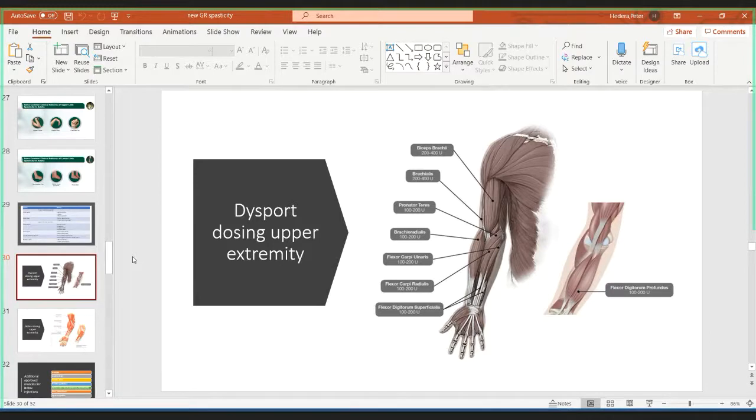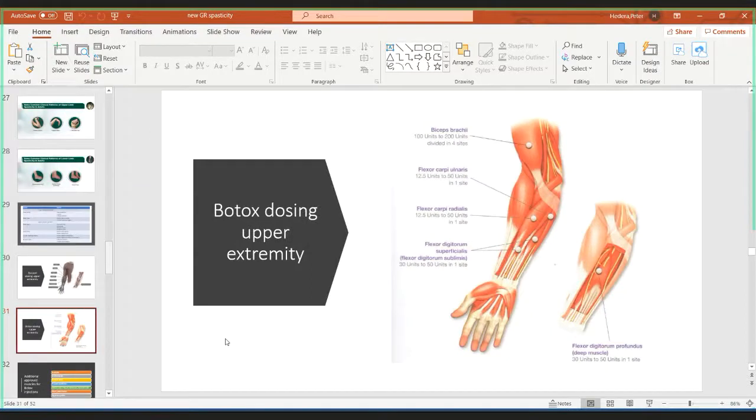So basically, if you think about above the elbow, it would be between 200 to 400 units for each muscle, and below the elbow would be between 100 to 200 for Dysport. Botox, again, this is the dosing for the originally approved muscles, and it's about 100 to 200, especially for biceps, then about the elbow, and would be anywhere between 12.5 units to 50 units below the elbow.